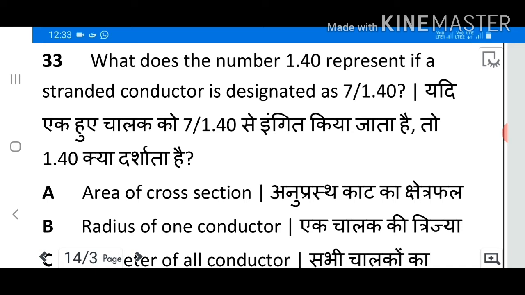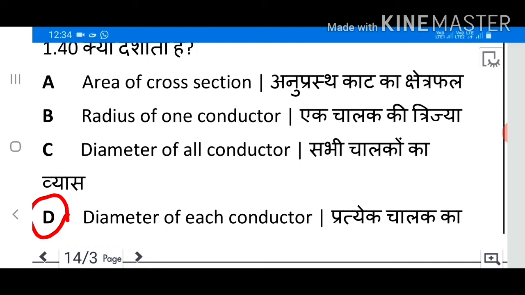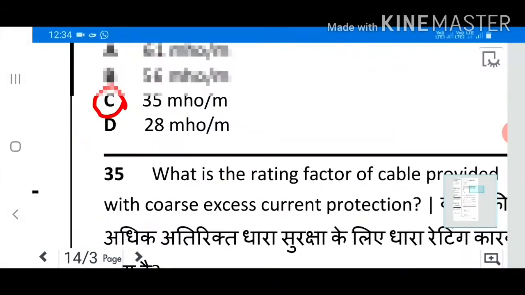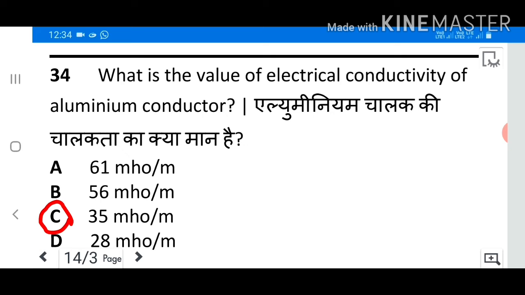33. What does the number 1.40 represent if a stranded conductor is designated as 7 bar 1.40? Answer D. Diameter of each conductor. 34. What is the value of electrical conductivity of aluminum conductor? Answer C. 35 mho per meter.